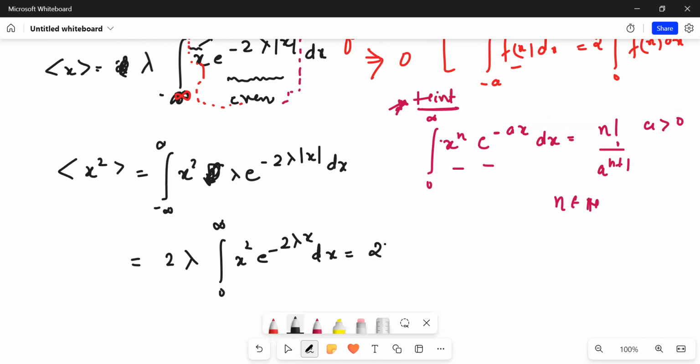And this is equal to 2 lambda times, this is your 2 factorial, and instead of a, you have 2 lambda. So you have 2 lambda raised to the power of 3, because 2 plus 1 is 3. So I think you will get the answer as this is 4, this is 4 divided by 8, this is 1 upon 2, this is lambda and this is lambda cube. So this is lambda square. This is it. So 1 upon 2 lambda square would be the expectation value of x square.